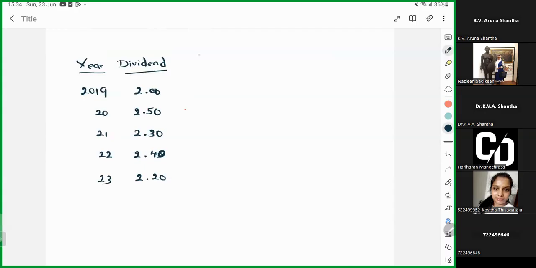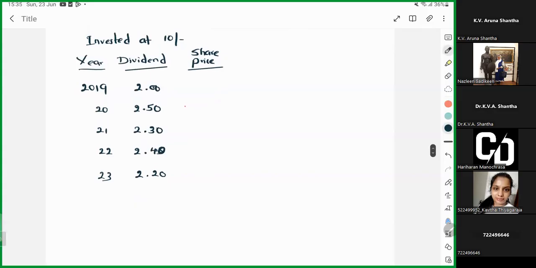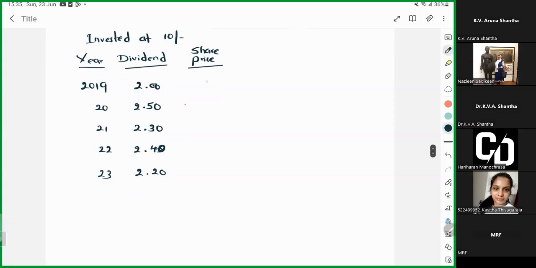Let's say the share price at the end of each year. Let's say you invested in these shares at 10 per share, 5 years before. At the end of 2019, the share price is, let's say, 11. 2020 share price is 12. 2021 share price is 12.50. 2022 share price is 13. 2023 share price is 13.20. Now calculate your total return each year.